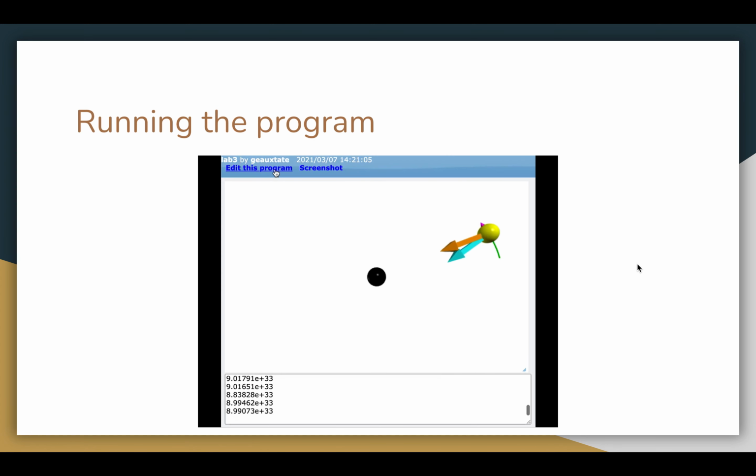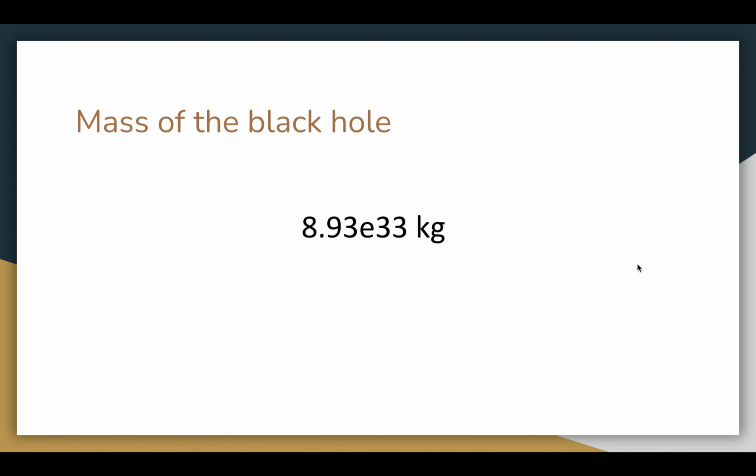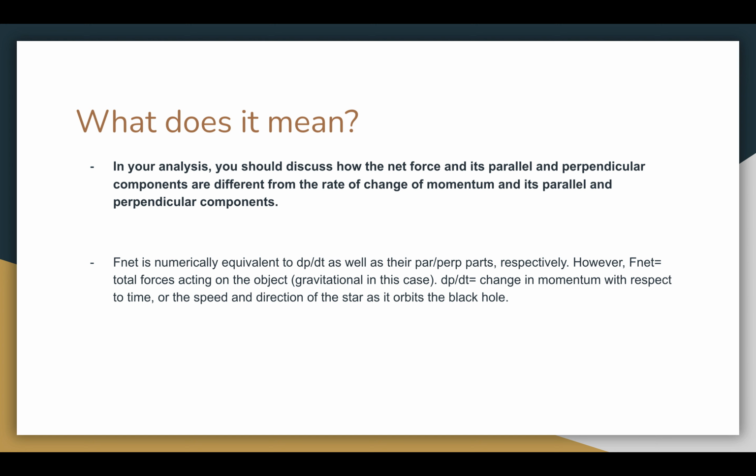To calculate the mass of the black hole, I pasted all the masses that were iterated by my code into an Excel sheet and calculated the average of all the masses of the black hole. The average mass of my black hole was 8.93 times 10 to the 33 kilograms.